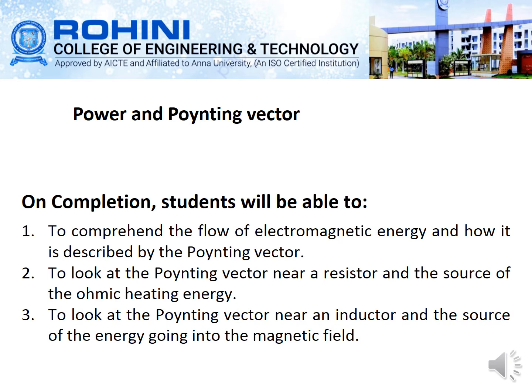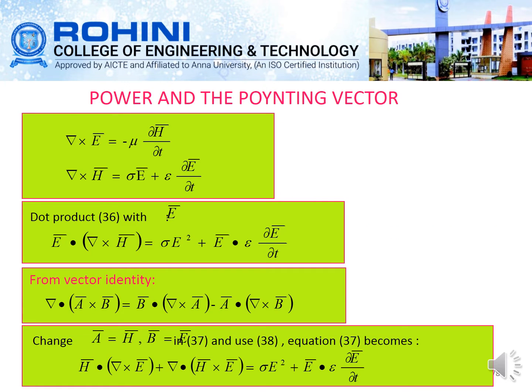resistor and the source of the ohmic heat energy, and also they can look at the Poynting vector which is present near an inductor and the source of the energy which is going into the magnetic field. Power and the Poynting vector.